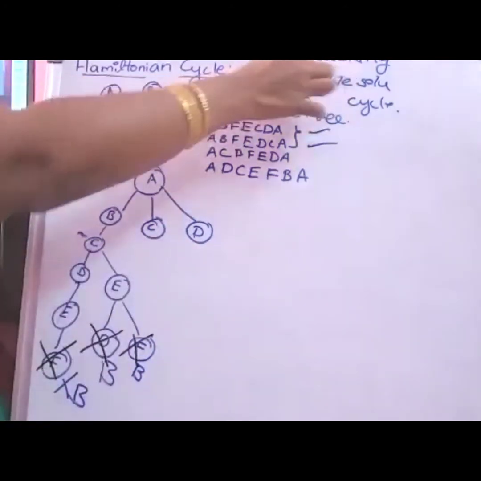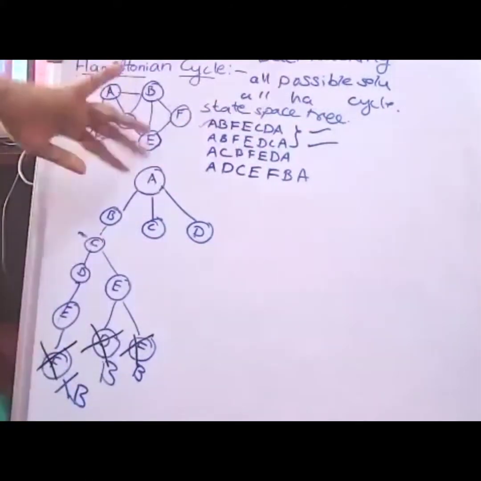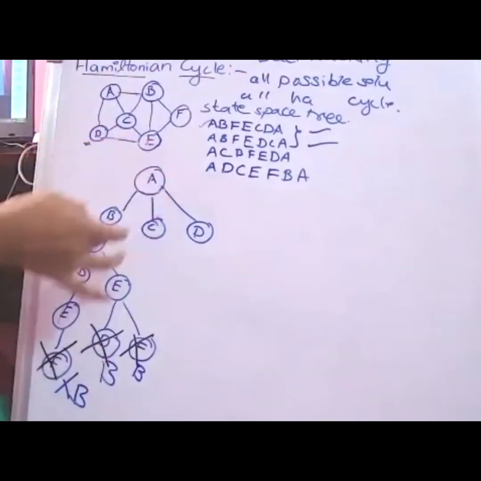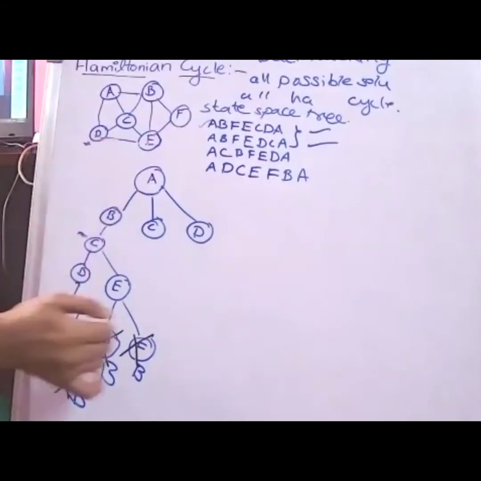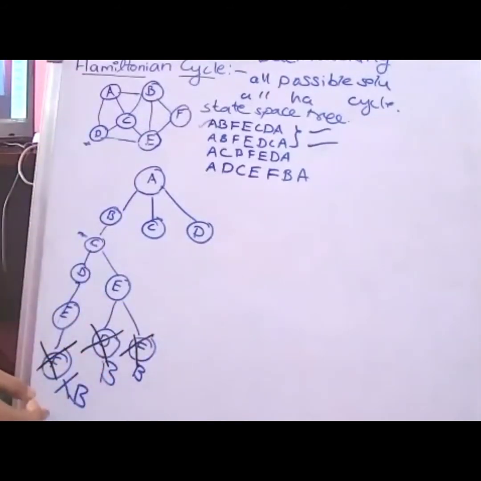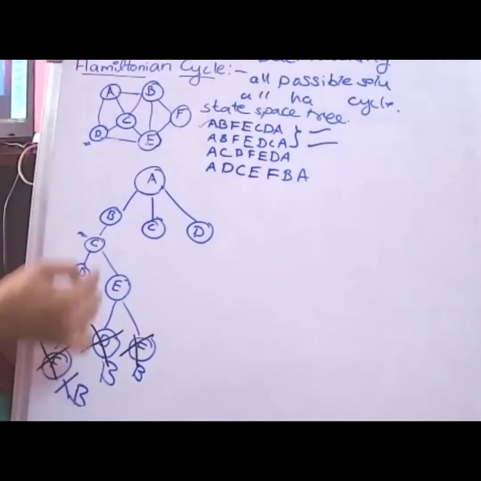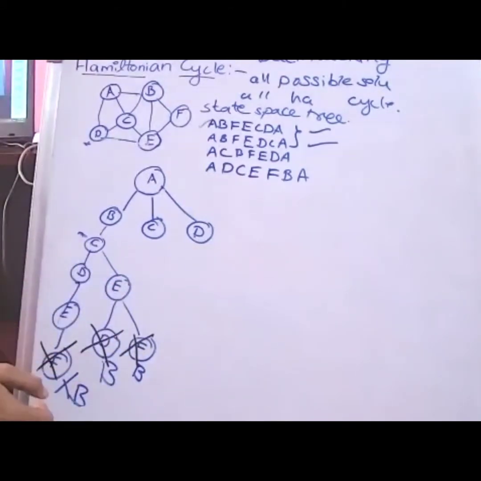Again, we need to apply the backtracking technique to find one more possible solution. So till this point, from A to B, C, D, E, these three paths we tried to find a possible solution. These three are not satisfying the constraints to find the Hamiltonian cycle, so these are all not possible solutions. Again, we apply the backtracking technique. From this point also, we are not finding one.